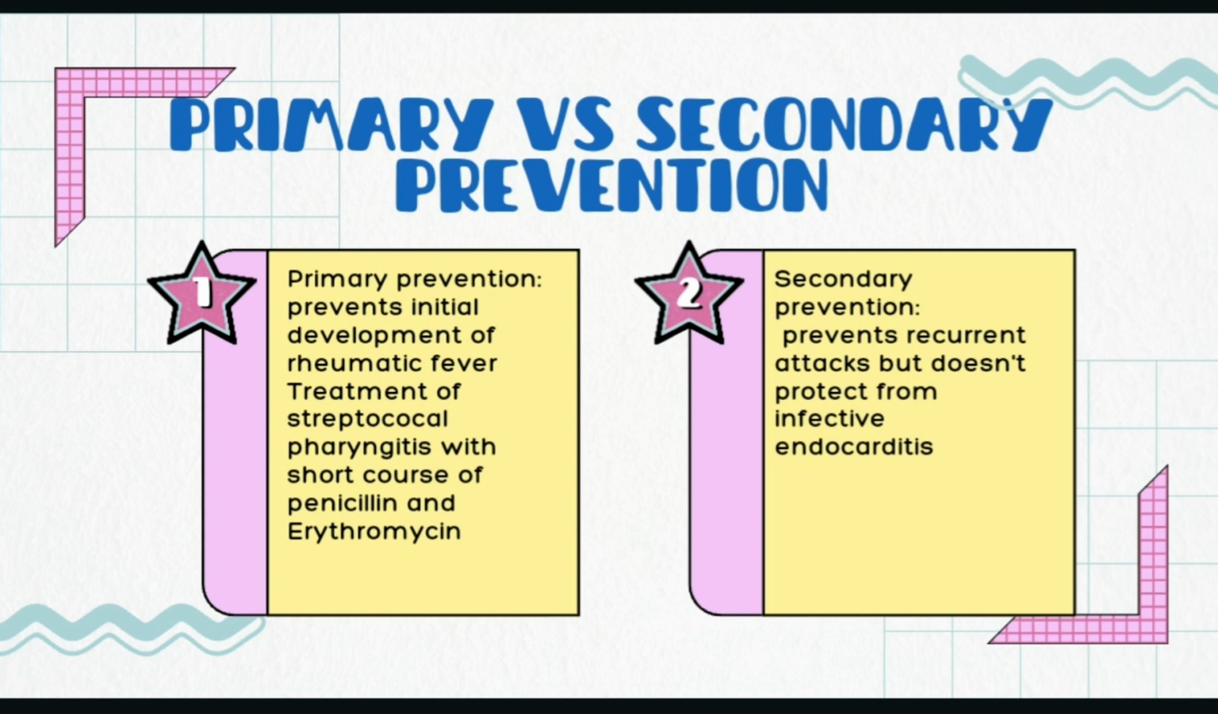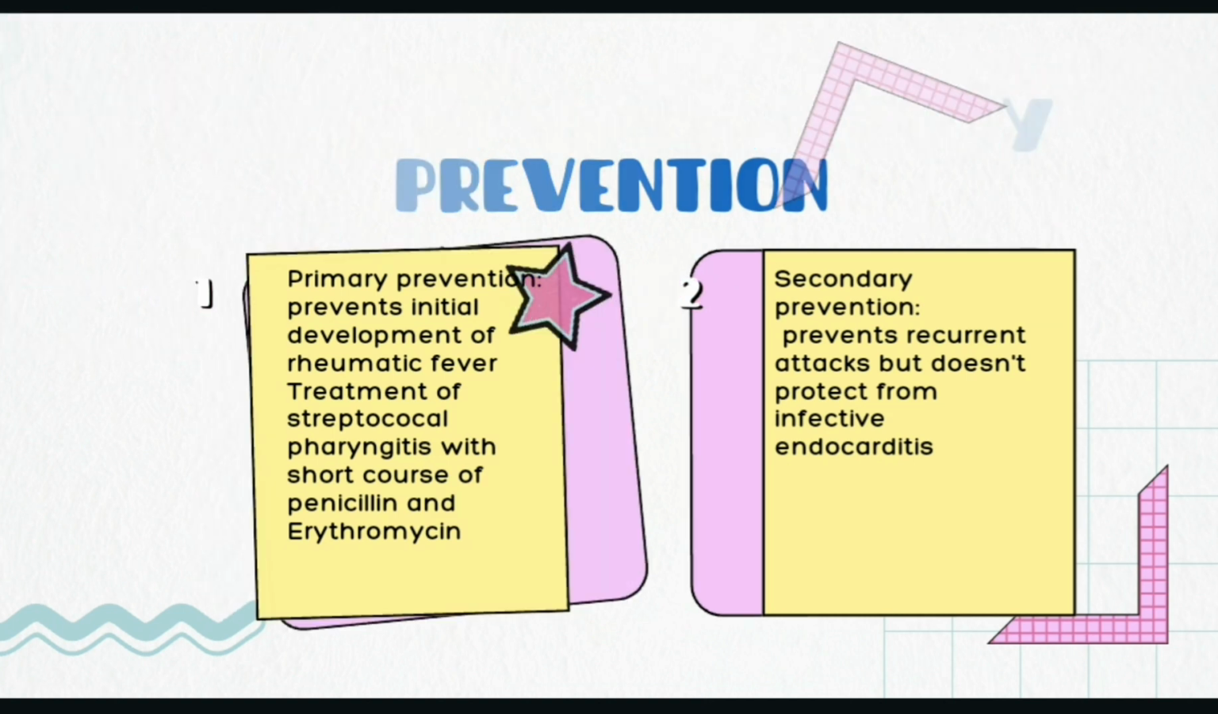Primary equals prevents initial development of rheumatic fever. Treatment of streptococcal pharyngitis with short course of penicillin and erythromycin. Secondary prevention equals prevents recurrent attacks but doesn't protect from infective endocarditis. Treated with penicillin and erythromycin.